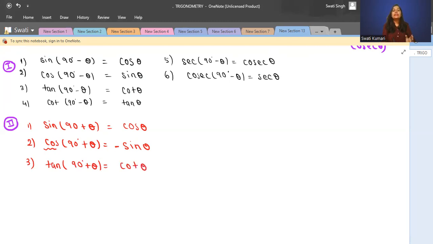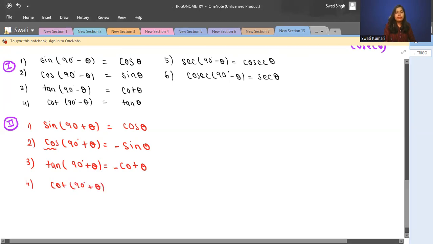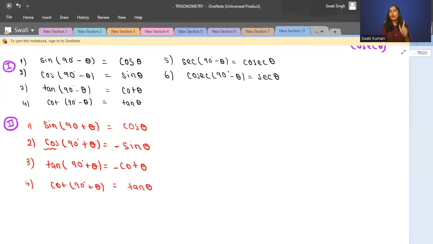And what is tan theta in the second quadrant? It's negative. So the answer is negative. Now let us talk about cot of 90 degree plus theta. So clearly, cot of 90 degree plus theta, cot and 90, so this will become, first of all, tan. And in the second quadrant, cot is negative. That is why this will become negative.